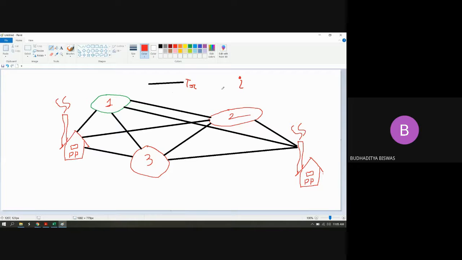The reverse is not possible. So the loss depends upon the current. Now here you see this is power plant 1 and this is power plant 2. From power plant 1, load center 2 is situated a long distance away. But from power plant 2, load center 2 is not very far away. It's closer compared to power plant 1.